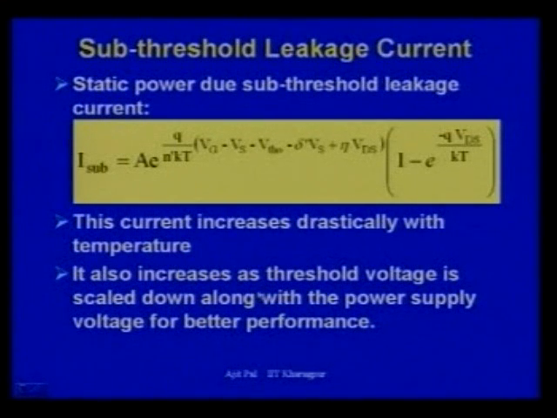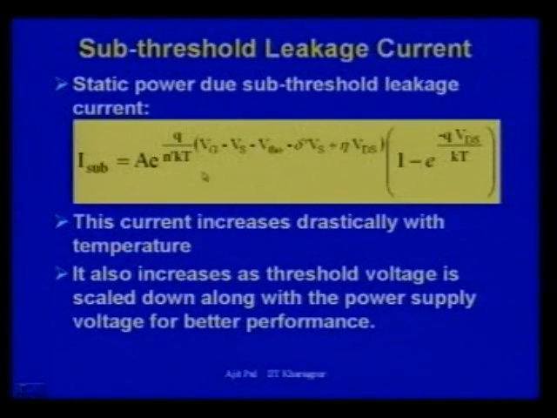It also increases as threshold voltage is scaled down. Here is the threshold voltage. Whenever we go from one technology generation to the next, you are reducing the threshold voltage, and as the threshold voltage is reduced, the leakage current increases. As a consequence, the subthreshold leakage current is heavily dependent on threshold voltage, and also on the temperature.